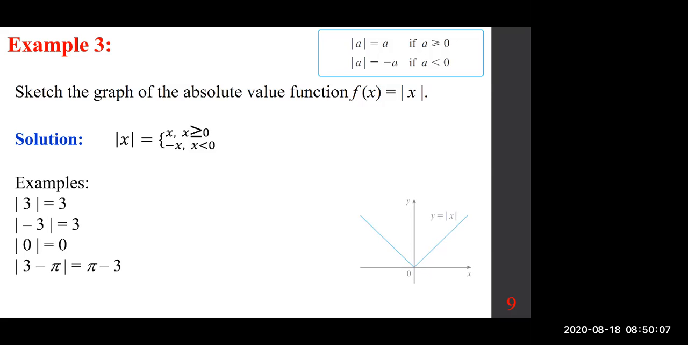And the graph, simply put, is what? It is a V shape with the vertex at the origin.